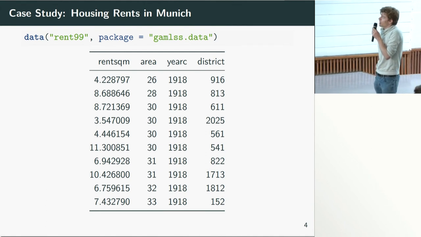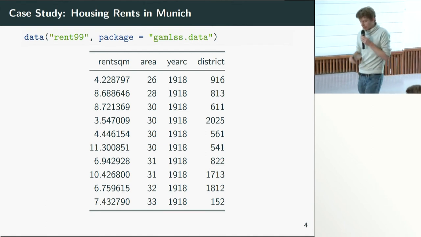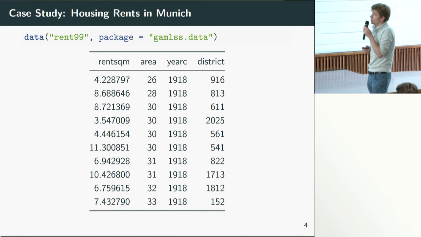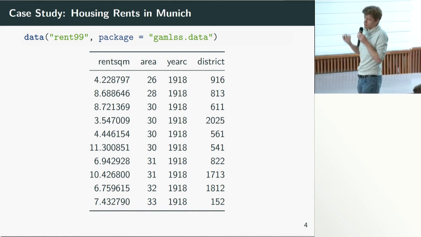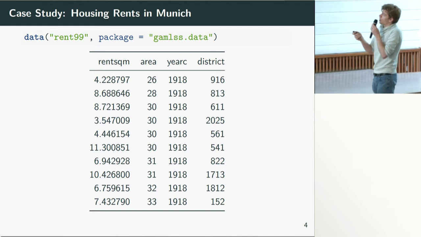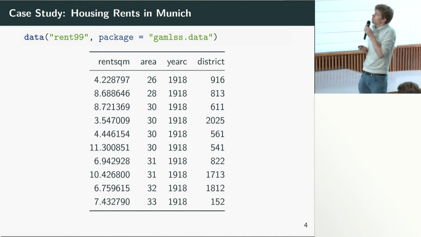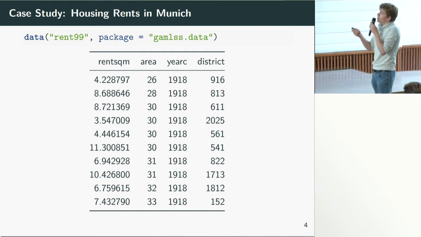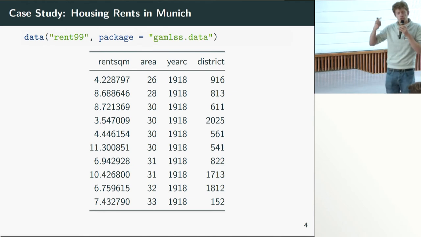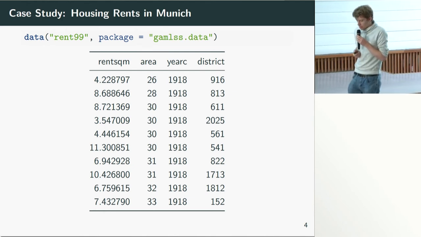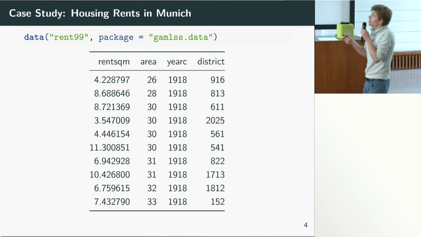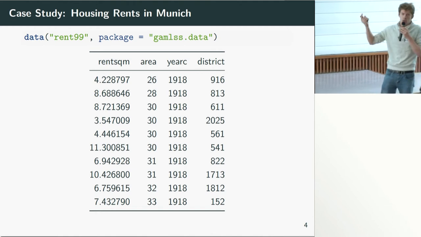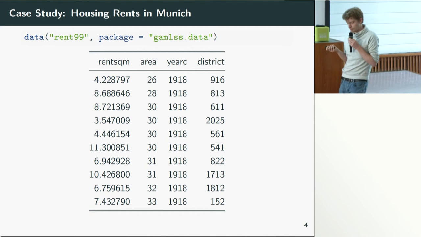So here's a case study. Basically, I like the data set because it produces nice plots. It's about housing rents in Munich. There are, I think, a few thousand rows. And in this data set, we have, among others, the rent per square meter, per house or flat or whatever, the area, so the size of the flat, the year of construction, and the district in Munich. And the goal of this case study is basically to predict the rent per square meter by area and construction year, while also controlling for the district we are currently in.